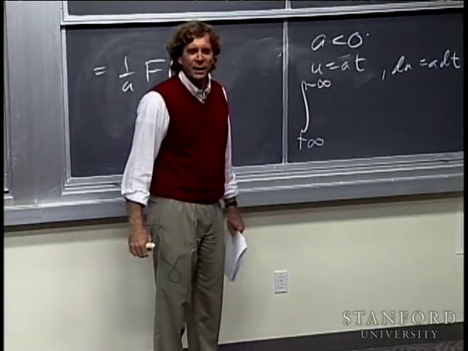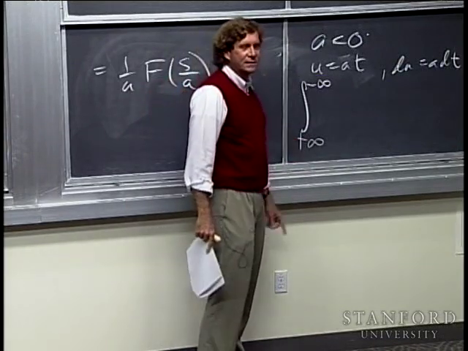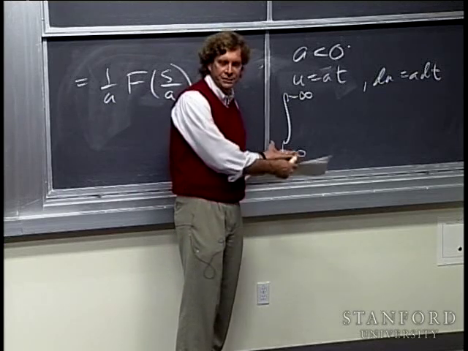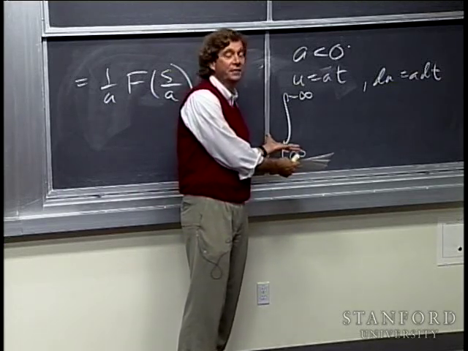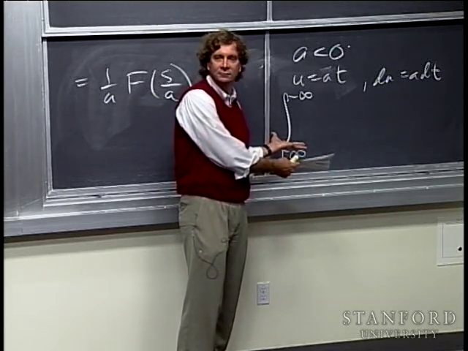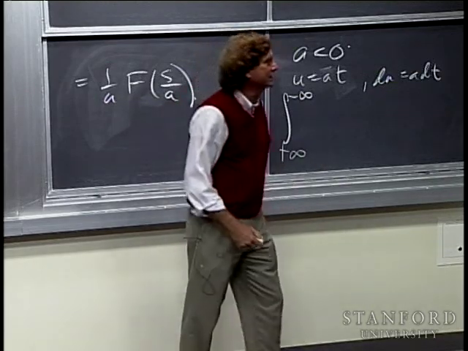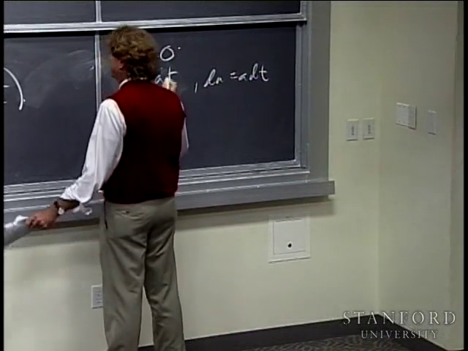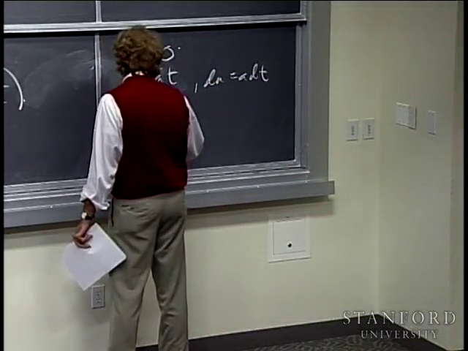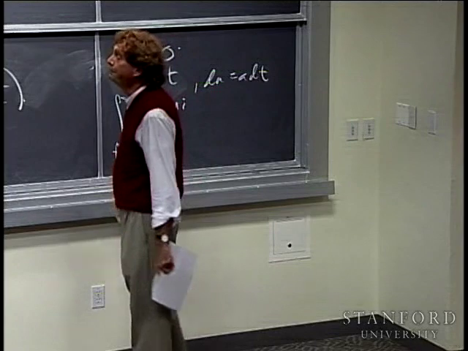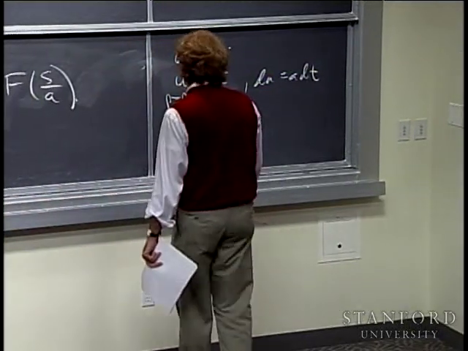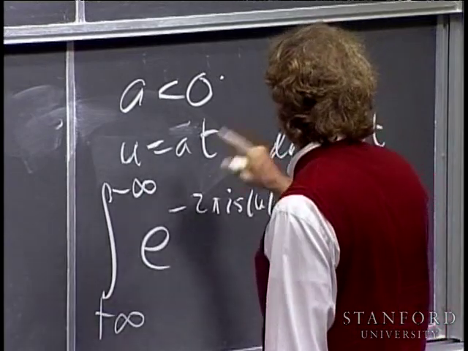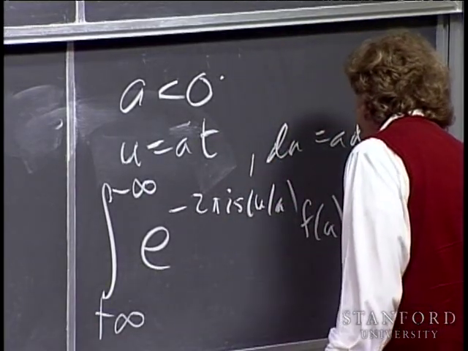Some people are skittish when I write integrals. Like they say, you can't write an integral from a bigger number to a smaller number. And I say, I just did. Nothing happened. God did not strike me dead yet. So you just have to be careful. So it's the integral from plus infinity to minus infinity, and then the rest of the integral looks the same formally. That is e to the minus 2 pi i s u over a, f of u, and then dt becomes 1 over a times du.